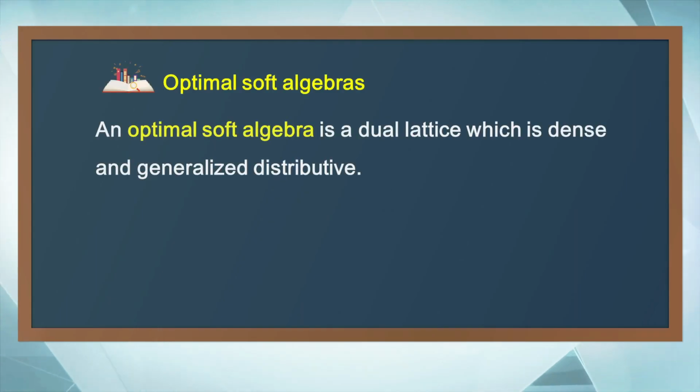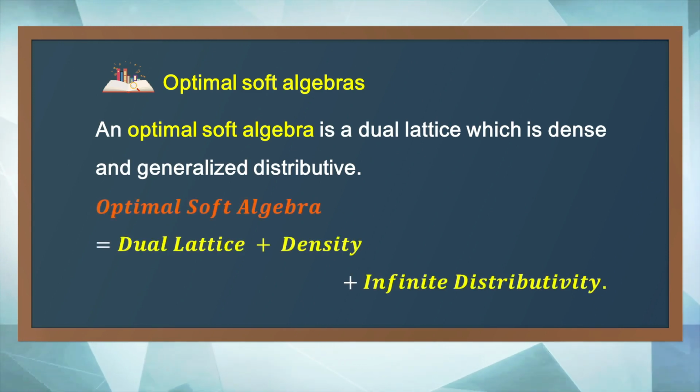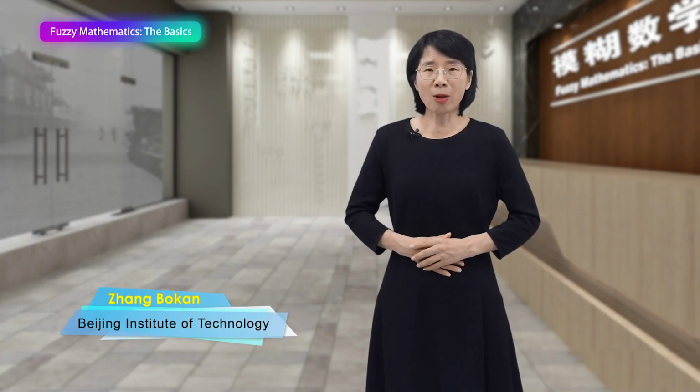Now we can introduce the definition of optimal soft algebra. An optimal soft algebra is a dual lattice, which is dense and infinite distributive. Till now, we have talked about Boolean algebras, soft algebras, and optimal soft algebras. Let's recall the definitions of them one by one.